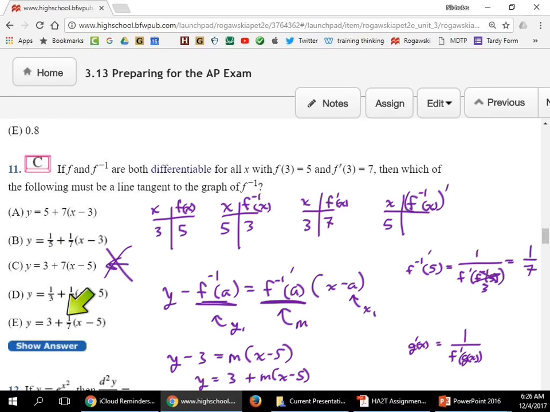Oh, snap. This one also has a 3 and a 5. So it could have been this one or this one. So I would have had to check the slope anyways. All right. So that's my slope, the 1/7. So I plug that into the m, and this would be my answer.